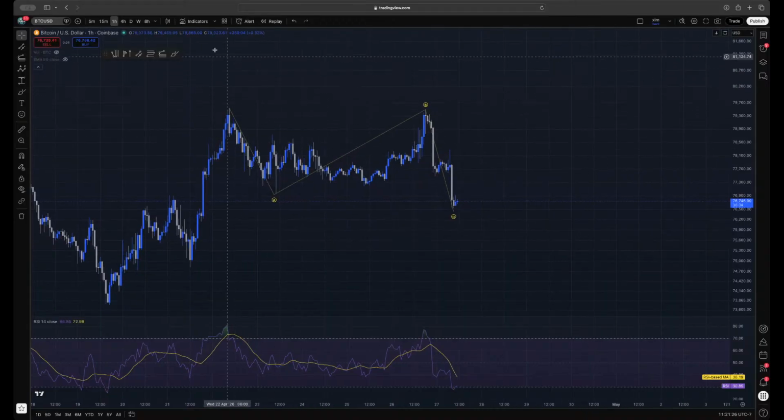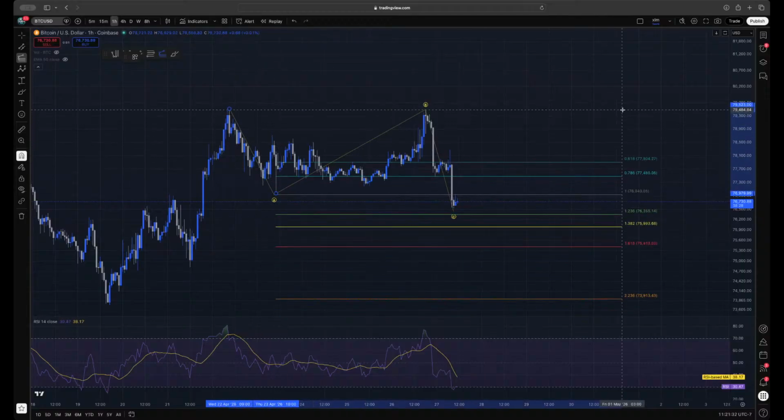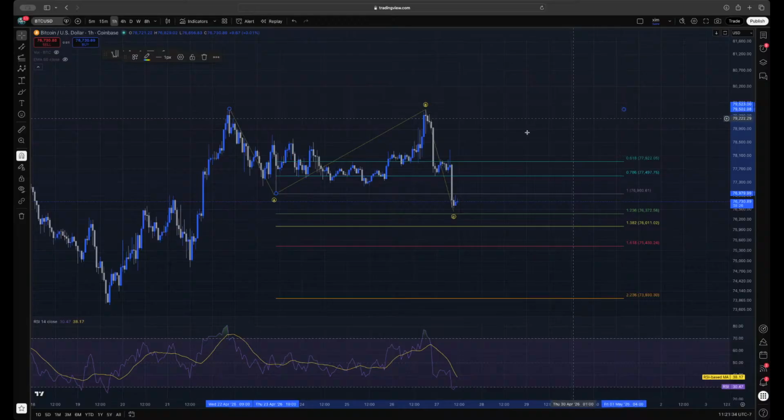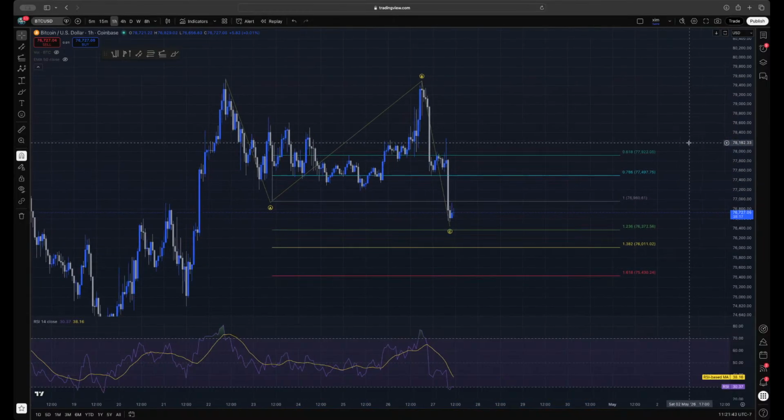Now, traders moving forward have to understand that we are getting in a little bit of a danger zone, though. Let's get this on here. We are between the extensions of 1 through 1.382 still, right? But so far, this hasn't made a notable reversal point yet, right?